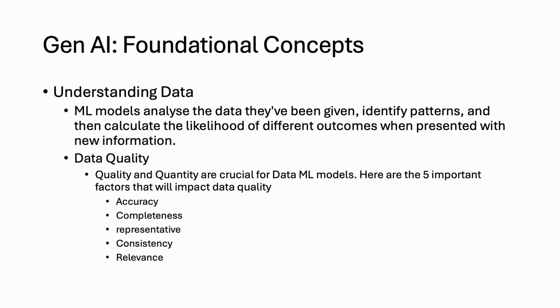Now let us understand data, which is one of the most important factors for generative AI. Machine learning models analyze the data they are given, identify the patterns and then calculate the different outcomes. Data is like the foundation of any artificial intelligence system, with data quality and accessibility being essential for AI development. This can be structured or unstructured. Understanding the types of data and its quality, including accuracy, completeness, consistency, relevance, availability, cost and format, is crucial for successful AI initiatives.